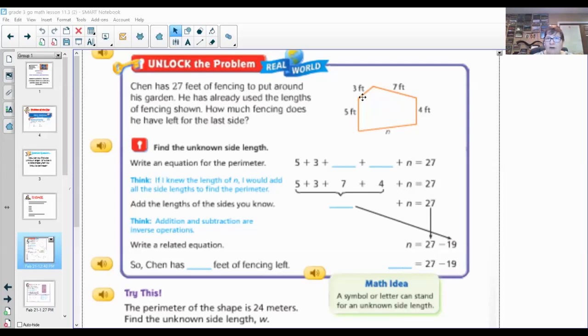So if you add up all the sides and then subtract from the perimeter, you would have your missing length. If it's a square and you have the perimeter, you just divide by 4.